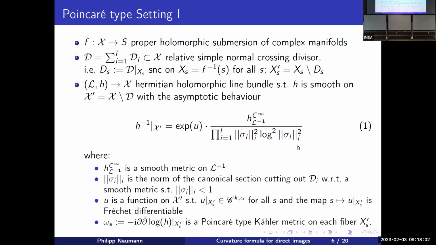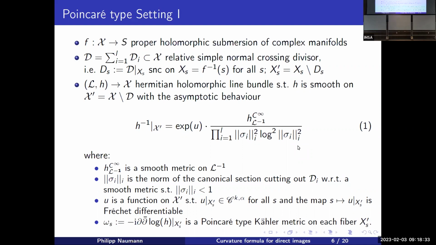it really should be a Poincaré type Kähler metric on the open fiber. Maybe at first glance it seems that this is somehow automatic, but in principle, this U could somehow offset or compensate this Poincaré type growth on the curvature level. So I impose this as a condition.